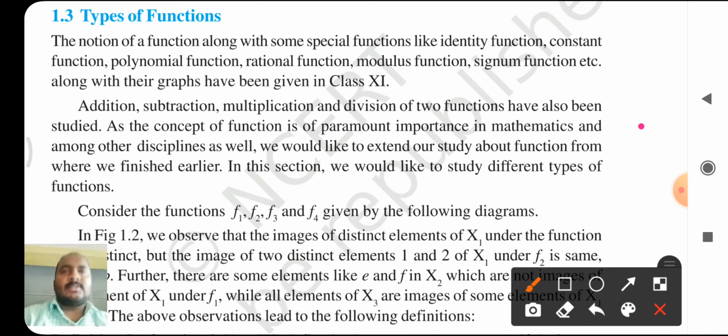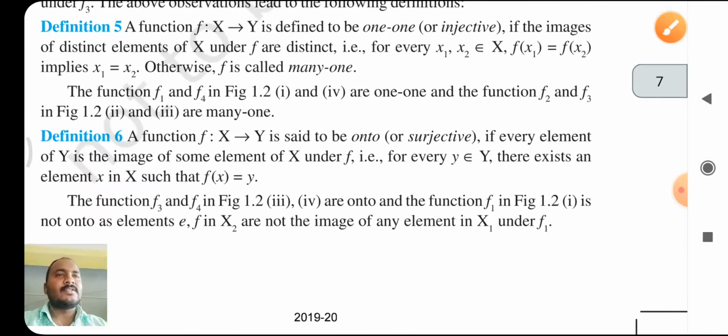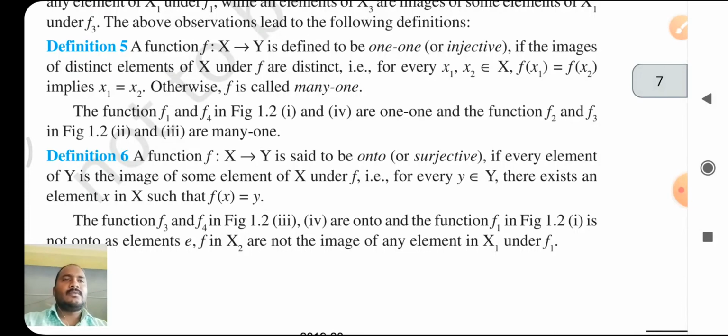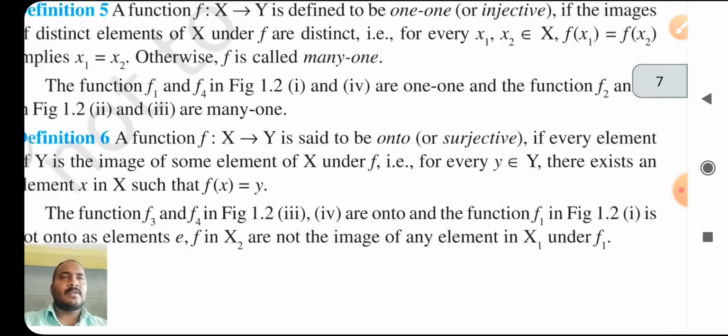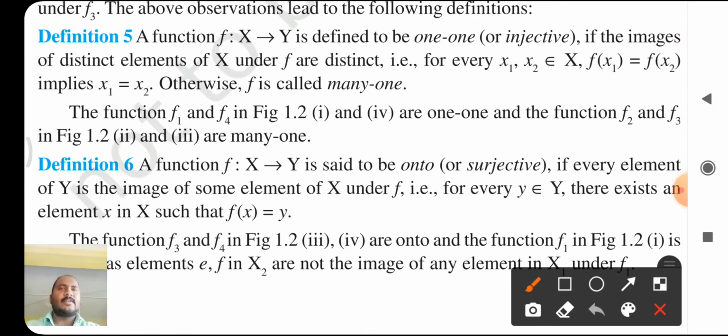Now let us discuss types of functions. We know that we already studied functions in the first PUC Relations and Functions chapter. Now we will discuss types of functions, their definitions and examples. Here we consider a function f from X to Y.